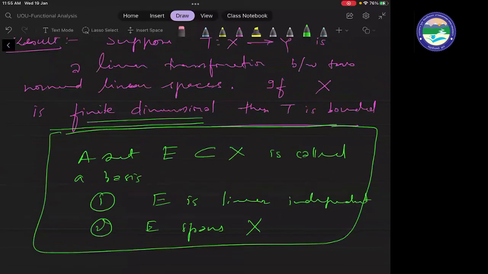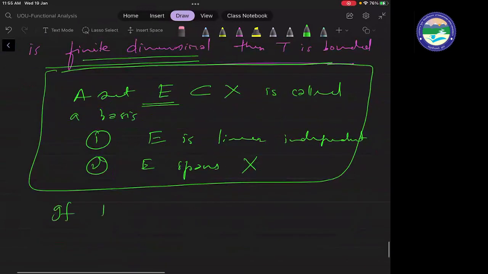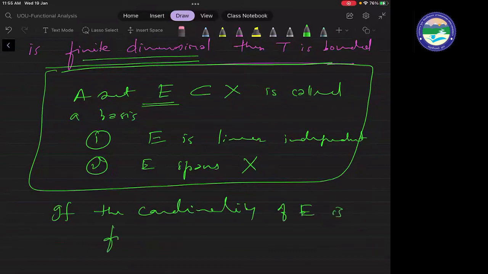Okay, so here we are saying X is finite dimensional. We say a vector space is finite dimensional if the cardinality of its basis is finite. If the cardinality of E is finite, then X is called a finite dimensional space.